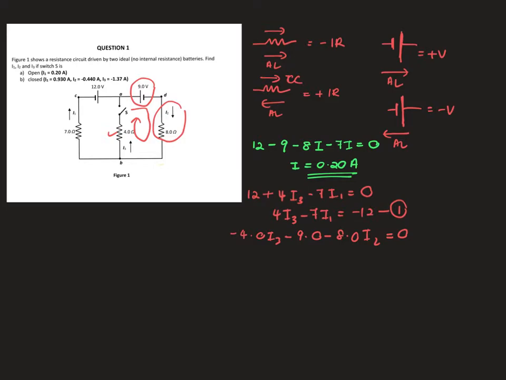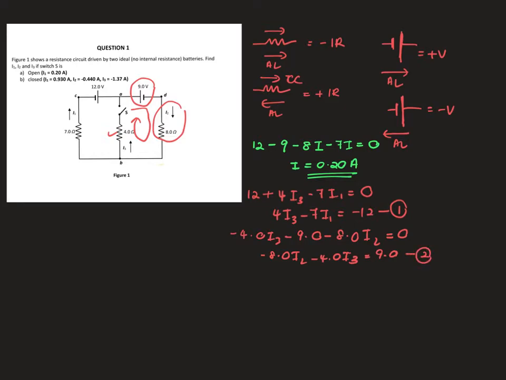So I'm going to rearrange this. So I'm going to get negative 8.0 I2 minus 4.0 I3 equals to, sorry, equals to 9.0. Okay, sorry. I'm going to write it again. 9.0. Okay, so now we have the first equation and the second equation.